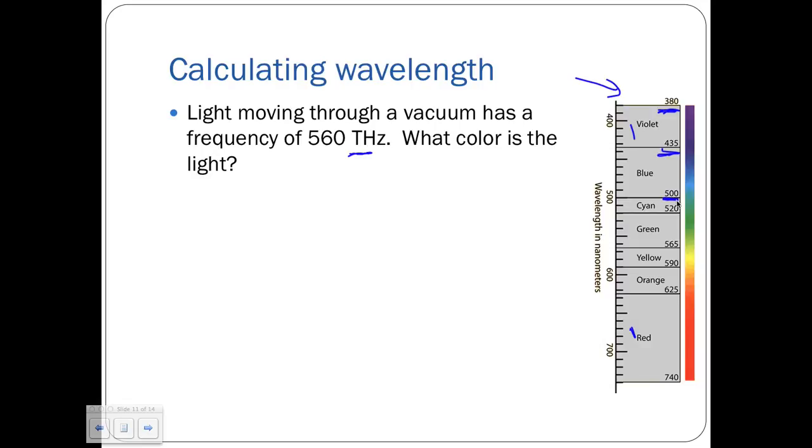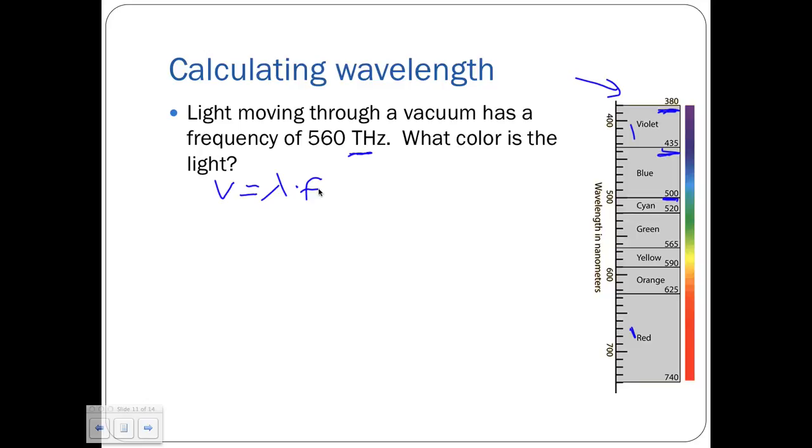And so in order to figure out the color, we're going to need to know the wavelength. Remember, wavelength is lambda, and our equation for figuring this out is that speed, v, equals frequency times wavelength. So v equals f lambda. I just flipped them around here, but they mean the same thing. Remember, with multiplication the order doesn't matter in a case like this.